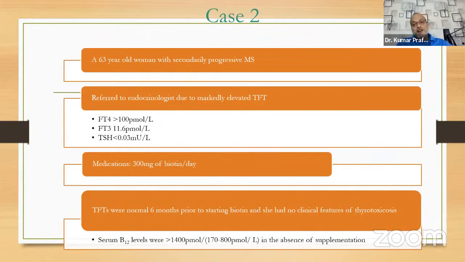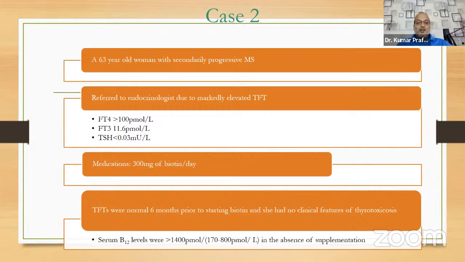Now we move to the second case. This is a 63-year-old woman with secondarily progressive multiple sclerosis. She was referred to an endocrinologist for markedly elevated thyroid function test. Free T4 more than 100 picogram, free T3 11.6, TSH less than 0.03. She was on medication of 300 milligram of biotin. She had a normal thyroid function test prior to starting biotin, and even at present she didn't have any clinical feature of thyrotoxicosis.